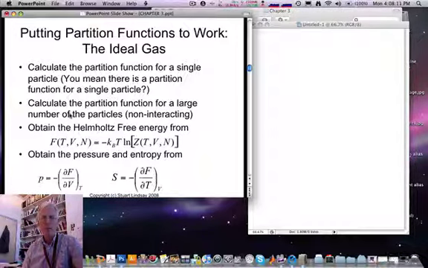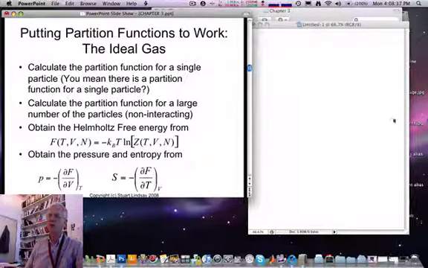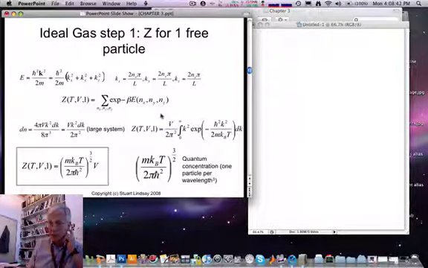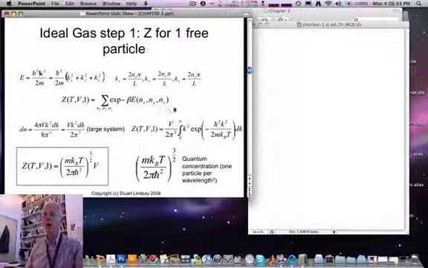considering the most simple case possible, which is that of a gas of non-interacting particles, the so-called ideal gas. We're going to work out the partition function for an ideal gas and obtain the pressure of an ideal gas from the change of the free energy with volume, and the entropy from the change of the free energy with temperature. We start by considering, though, the partition function for a single particle, and you may wonder, well, what's a single particle doing having a partition function?